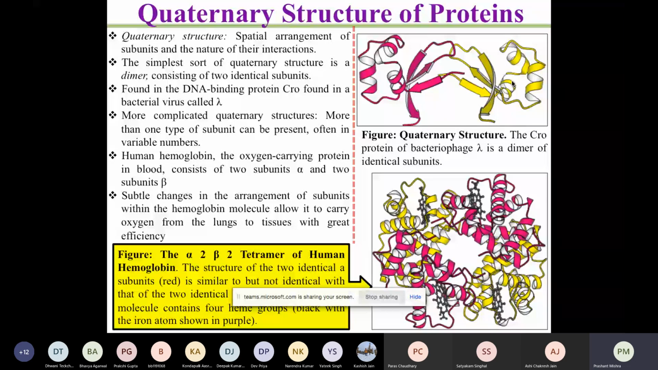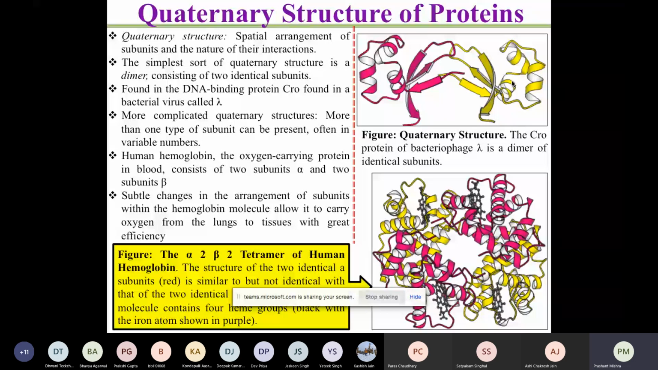When I'm talking about a subunit, I mean a complete tertiary structure. It itself has a secondary structure, it has folding, it has all the interactions. Now it interacts with another similar structure. So two subunits having identical structure interact. So these are called dimers. An example of this is the DNA-binding protein Cro found in the bacterial virus called lambda. So it is a lambda phage where you get this kind of interaction.